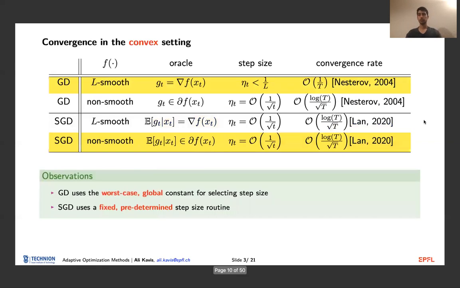What I would like to talk about is two observations about gradient descent and stochastic gradient descent, actually, the way we select our step size. If you look at the smooth setting with gradient descent, we select a step size which is constant, but it depends on the global information L, which is the worst case constant that we can have to satisfy the smoothness property in the whole space, or the space that we define our function in.